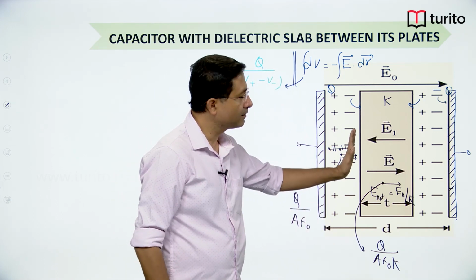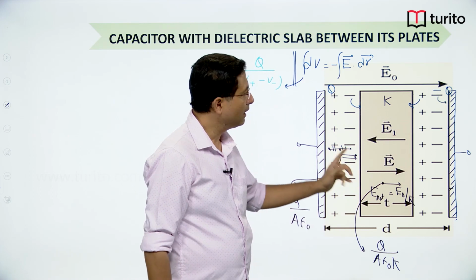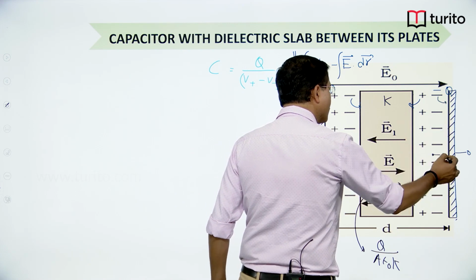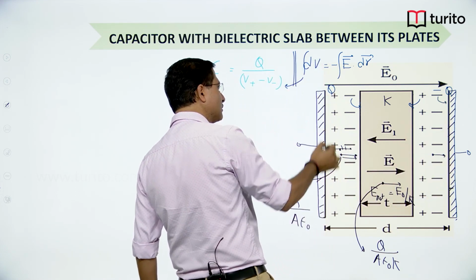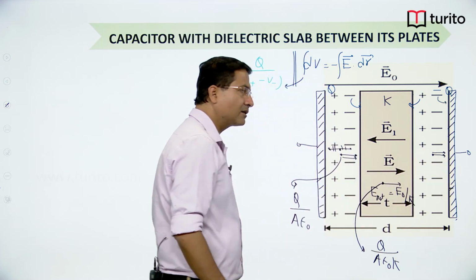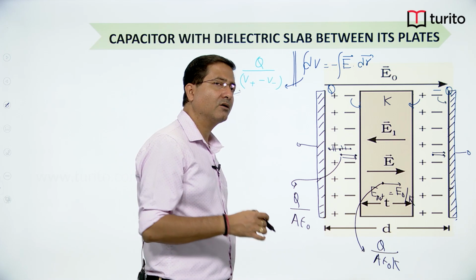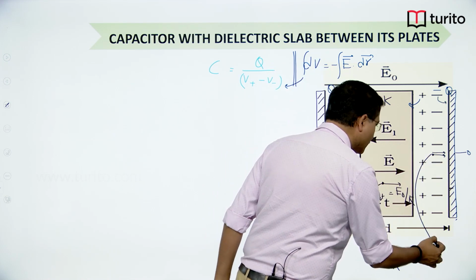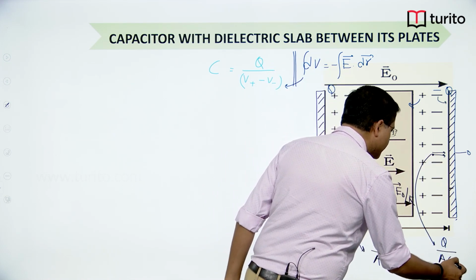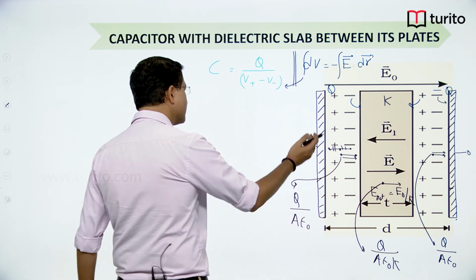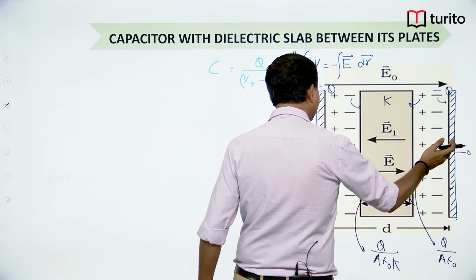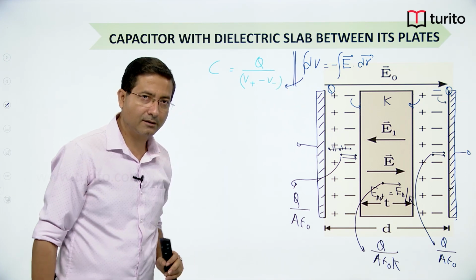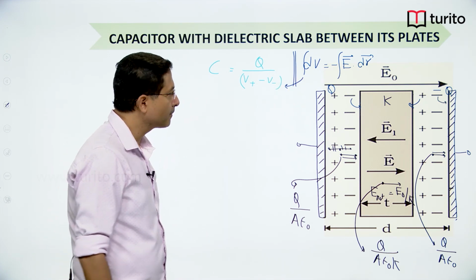So I know the field here, I know the field here, and whatever the field is here, the same will be the field here. You can see this negative plate will produce a field towards it, and this positive charge on the plate will produce a field in this direction. So again Q by 2A epsilon naught plus Q upon 2A epsilon naught, Q upon A epsilon naught. So the field here is also Q upon A epsilon naught. Now I have the field in this region, in this region, and in this region. Using this field I can get the potential. I hope everything is getting clear.